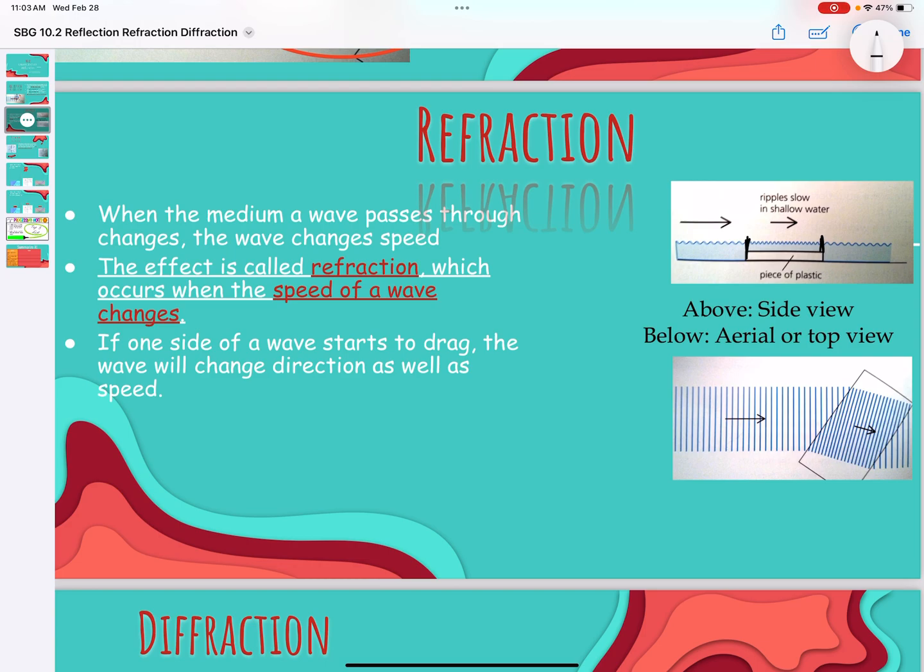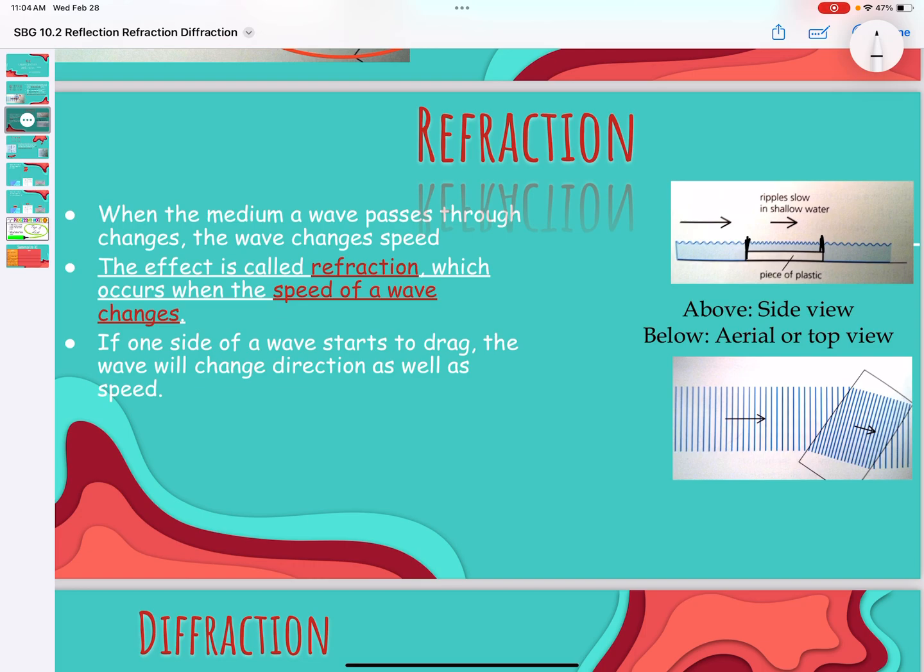And you can see that the pattern in the ripples changes. The ripples here are much closer together. And that's because my wave is changing speed as it passes through this shallow area. In this case, it's slowing down. So this is our effect that we're going to call refraction, and it occurs when the speed of a wave changes, typically because something is changing about the medium that the wave is traveling through.